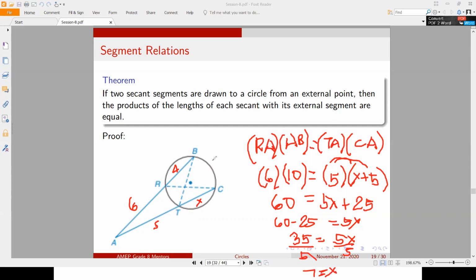Okay po. So ibig sabihin, ang TC natin ay 7. TC equals to 7. Okay? TC equals to 7. Clear po? Let's have another one. Para mas maliwanag.